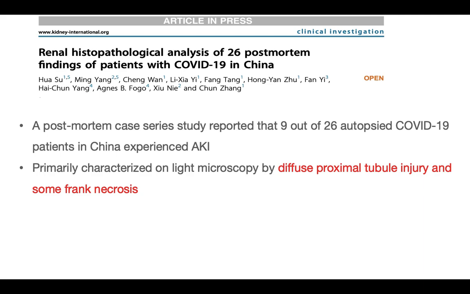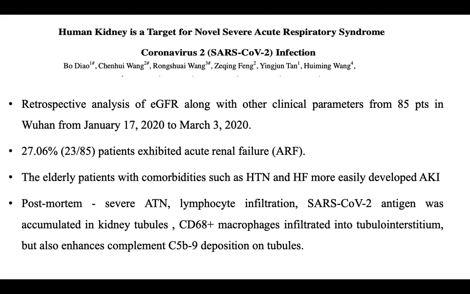So primarily, the characteristics on light microscopy show diffuse proximal tubular injury with some areas of frank necrosis. Again, some more data, a bit larger. Among these 85 patients, they did a retrospective analysis of estimated GFR. Between January and March in Wuhan, with this initial coronavirus infection, nearly 27% of the patients had acute kidney injury. This is a bit higher incidence than in the literature.